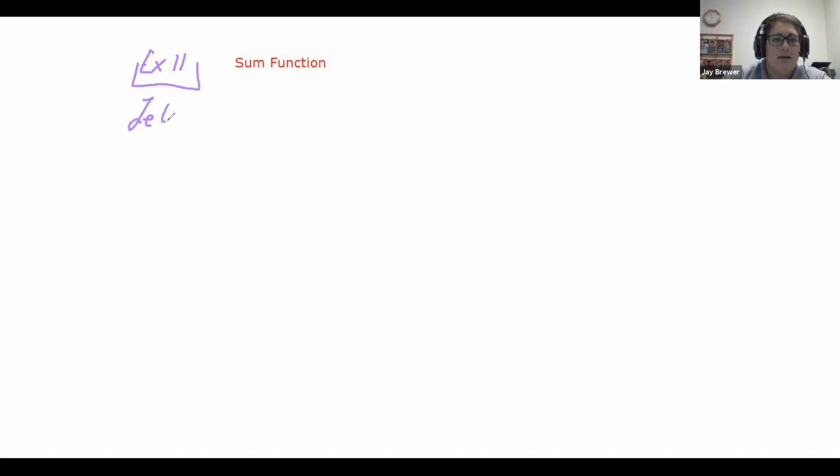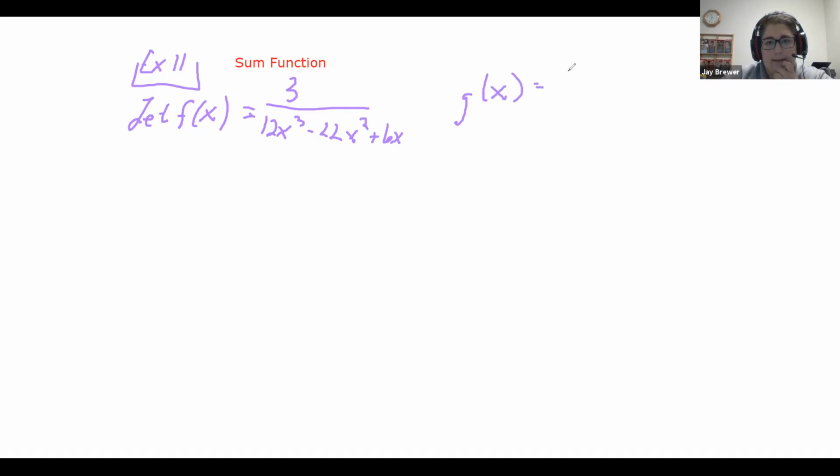All right, so we're going to let f of x equal 3 over 12x cubed minus 22x squared plus 6x. And then g of x is going to equal x plus 1 over 30x squared minus 10x.